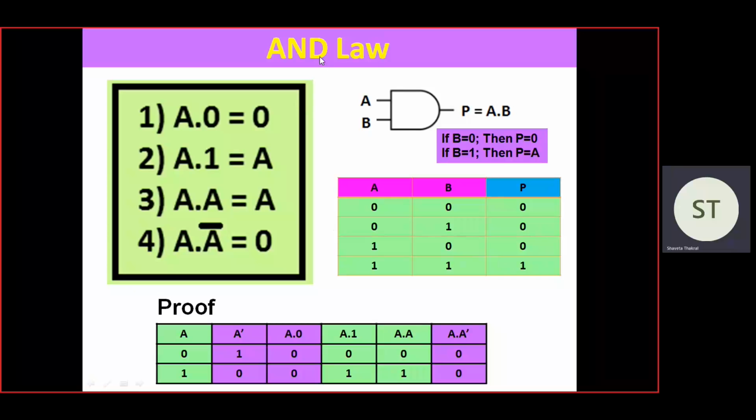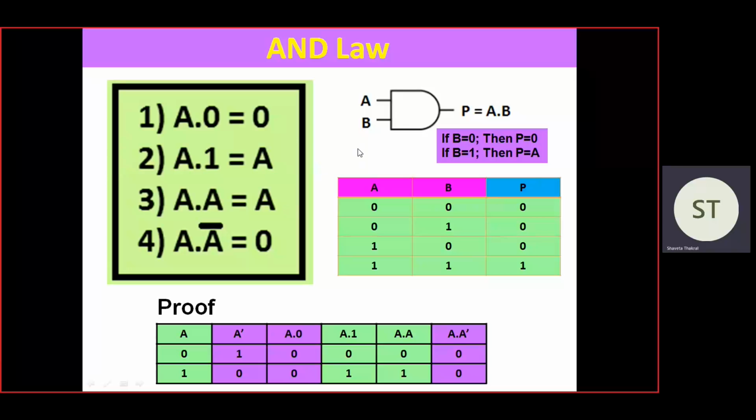The first law is the AND law. In the AND law we have 4 theorems. If we have variable a multiplied by 0, multiply in the sense we are using AND logic here, so if a is ANDed with value 0, the result here is 0. Then the second theorem is if a is ANDed with logic 1, then the result will be a. The third theorem is if a is ANDed with a, then the result is a. And the fourth is if a is ANDed with its complement, then the result is 0.